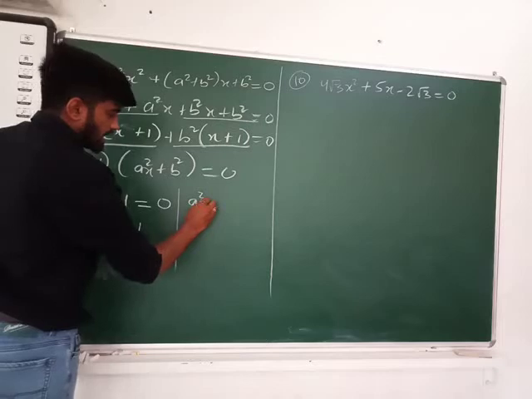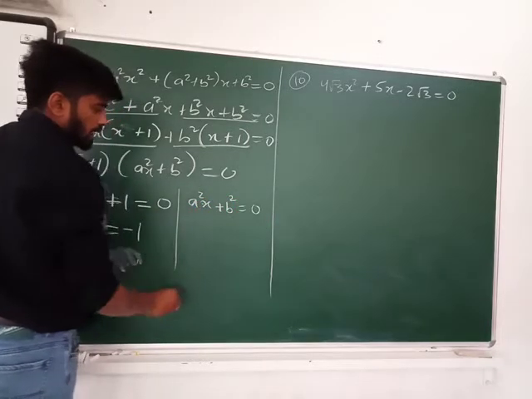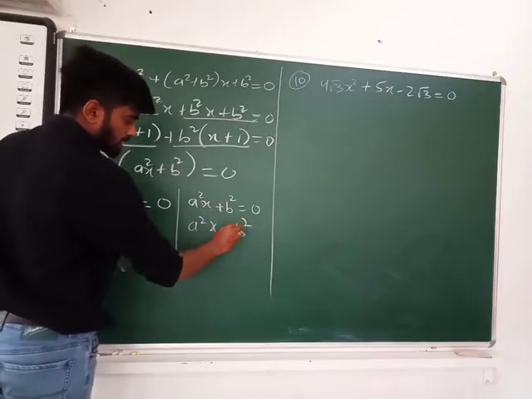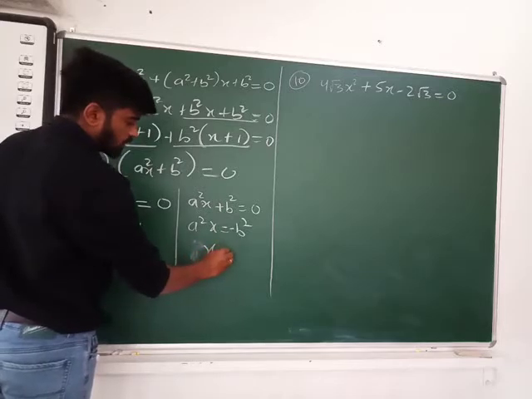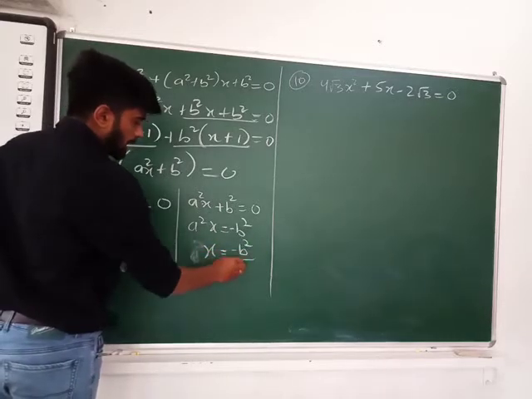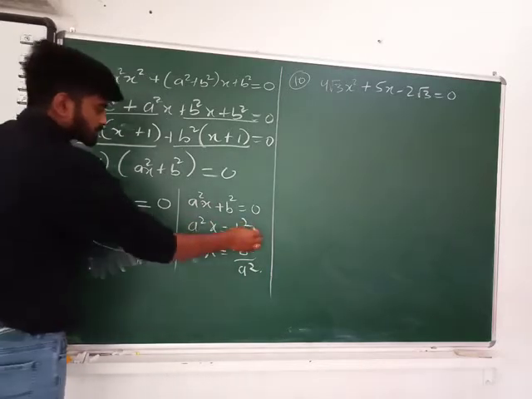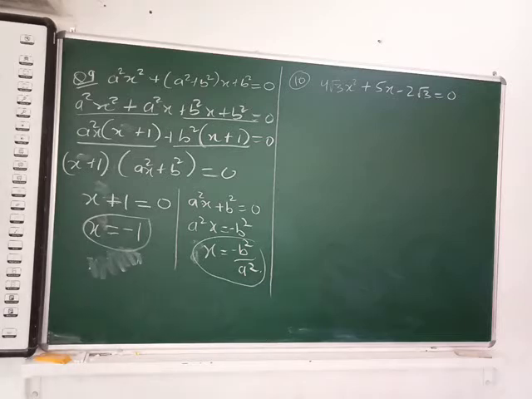And this a square x plus b square equals to 0. And now a square x equals to minus b square, and x will be left alone over here: minus b square upon a square. So these are my 2 answers that I got for x. First answer and the second answer. I hope you are able to see this now. Okay. So that's how you do this type of question.